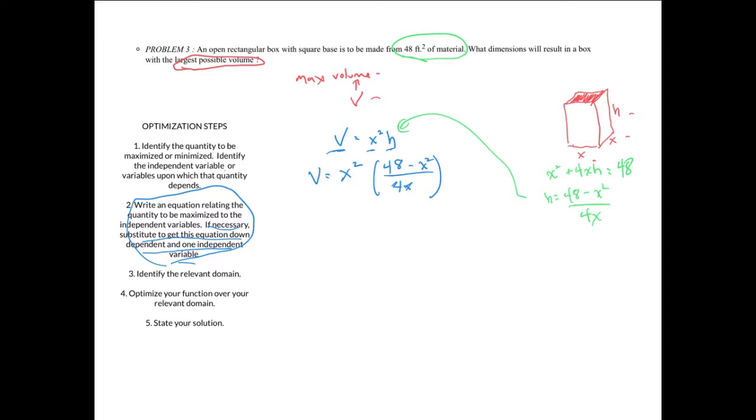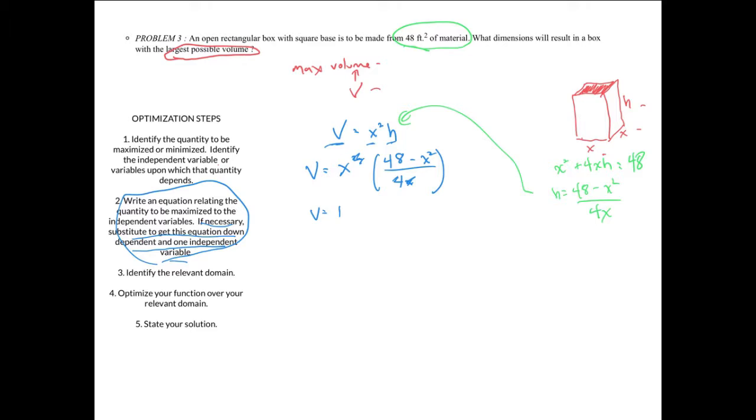So the x on the bottom would cancel out with this x on the top, and if I did a little bit of routine simplification here, I would get 12x here, and I believe I would get negative 1/4 x cubed. Okay, so this is going to be the equation I'm going to take the derivative of in step 4 when I go to optimize the function. But I need a relevant domain.